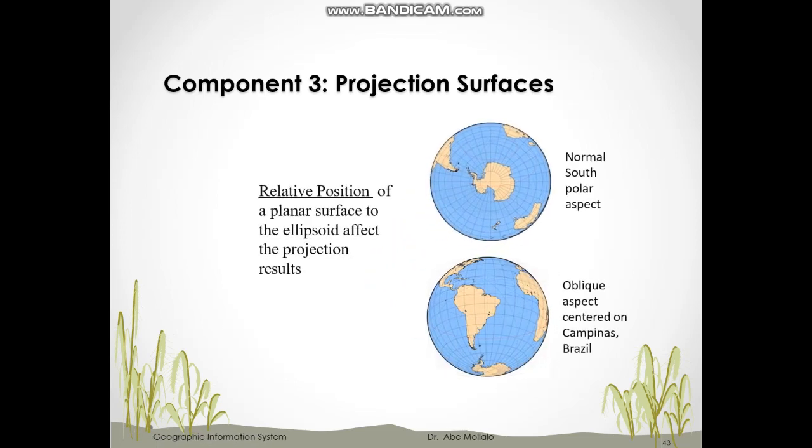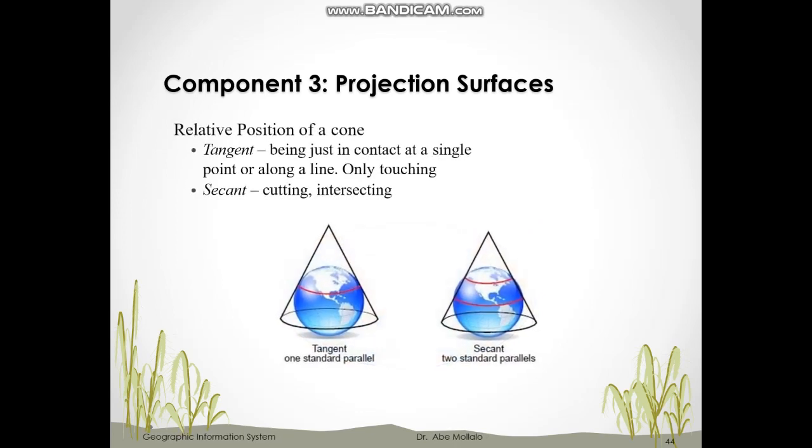So the relative position of the projection surface to the ellipsoid also matters. If you choose a plane as your projection surface, where you place the tangent point will determine the coverage of the projected map. It usually will be the area surrounding the tangent point. For example, if you place the tangent point in the North Pole area, the projection map will cover the North Pole area and the surrounding areas. Or if you place a plane near somewhere in Brazil, then you will have a projection map of Brazil and the surrounding areas.